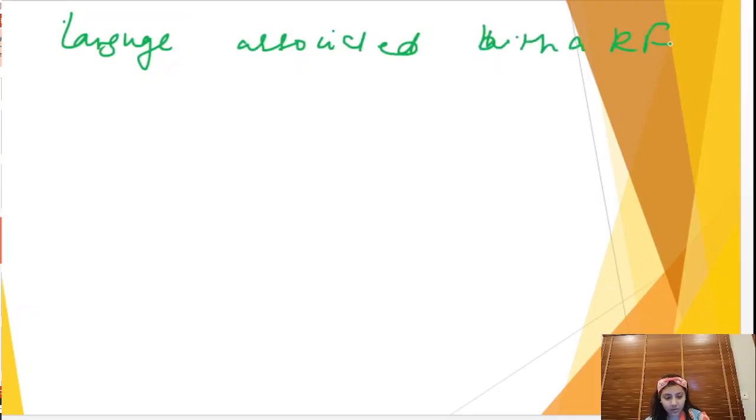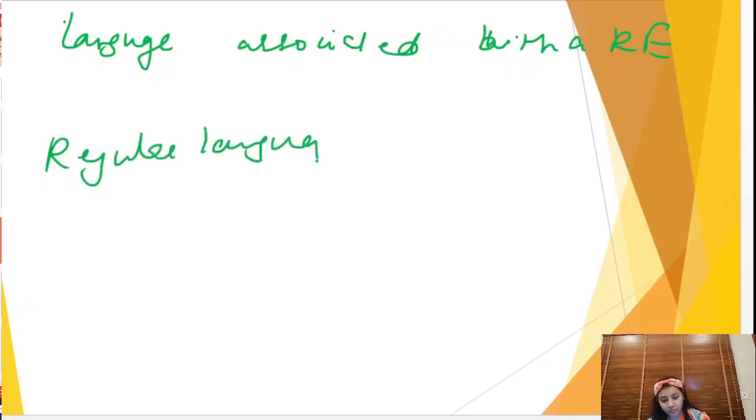So basically we can say that a regular language is the one that can be defined by any regular expression. So if corresponding to any language we can write a regular expression, we say that the language is a regular language. So we can also define it in another way.